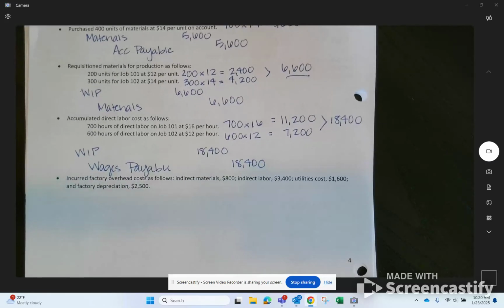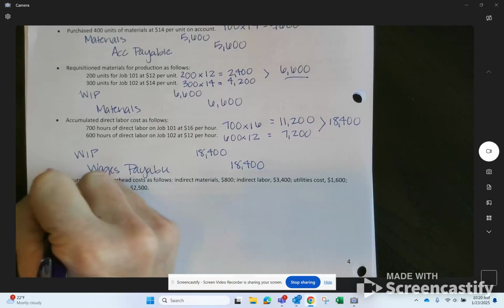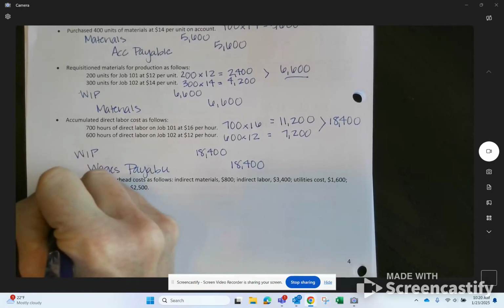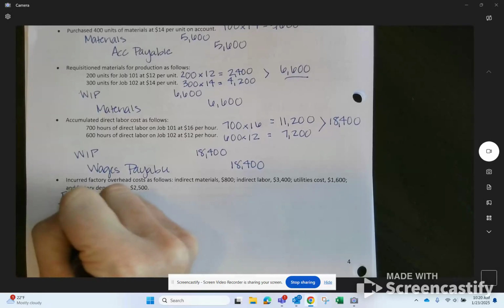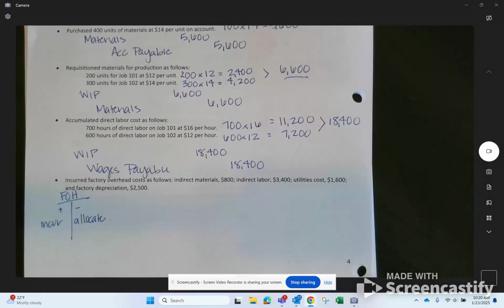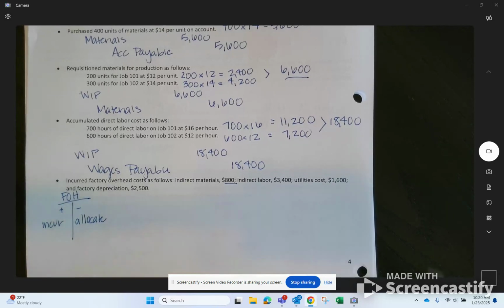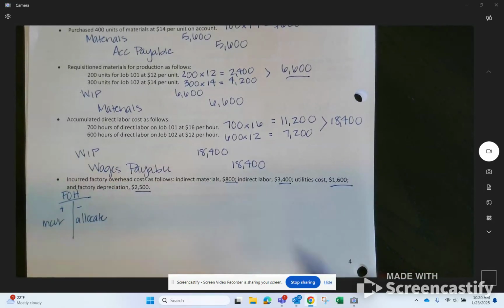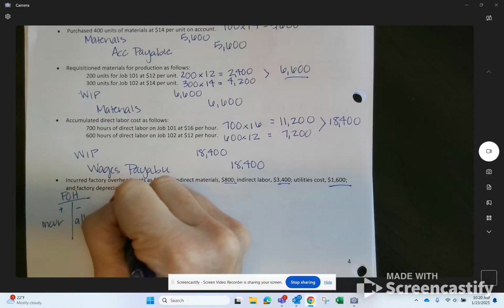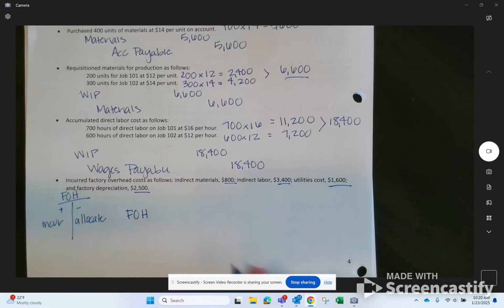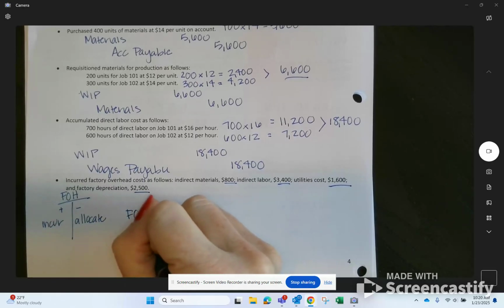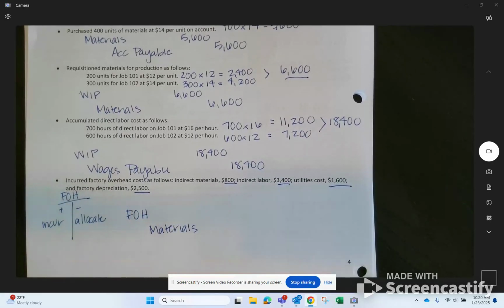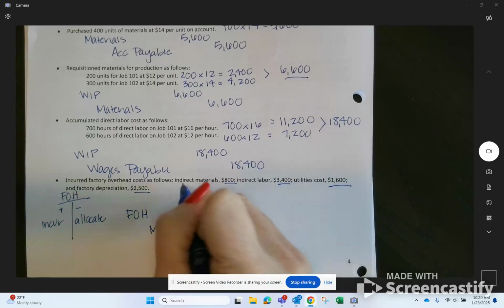Now the last one. We're incurring factory overhead costs. So again, remember, factory overhead: decrease when allocated, increase when incurred. Okay, so when we incur any factory overhead costs, it's going to increase the factory overhead account. Okay, everything else is going to basically be credited. So in this scenario, we have indirect materials of 800, indirect labor 3,400, utilities costs 1,600, factory depreciation of 2,500. This is all going to debit the factory overhead account. We'll add them up. We'll figure out what that debit is. We will credit materials just like if it was going into the work in process account, but now it's just going to the factory overhead account because it's indirect.